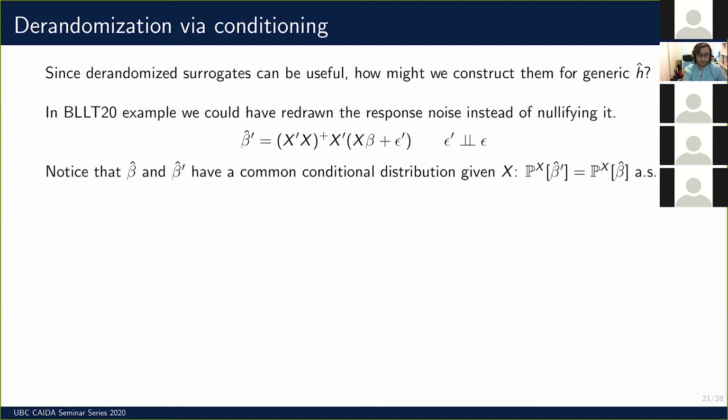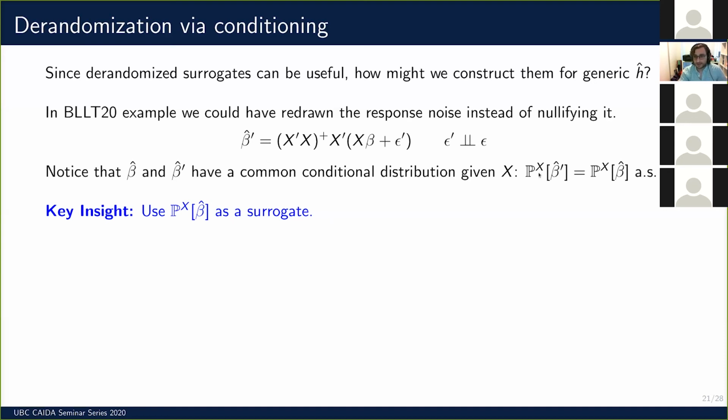So we notice now that beta hat and beta hat prime have a common conditional distribution given the data x, given the covariates x. So we're going to denote that conditional distribution by p superscript x of beta hat prime or beta hat. And these conditional distributions are random measures because they depend on what the value of x was. So they're random probability distributions, and they are the conditional distribution of beta hat given x. And the key insight is that this random measure can be used as our surrogate.